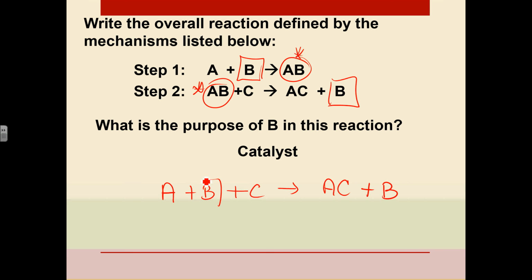Now you'll notice that I have B's on both sides. That's the presence of the catalyst. Another way that you can write the reaction is to do A plus C plus B, which your catalyst could go over your arrow, goes to AC.